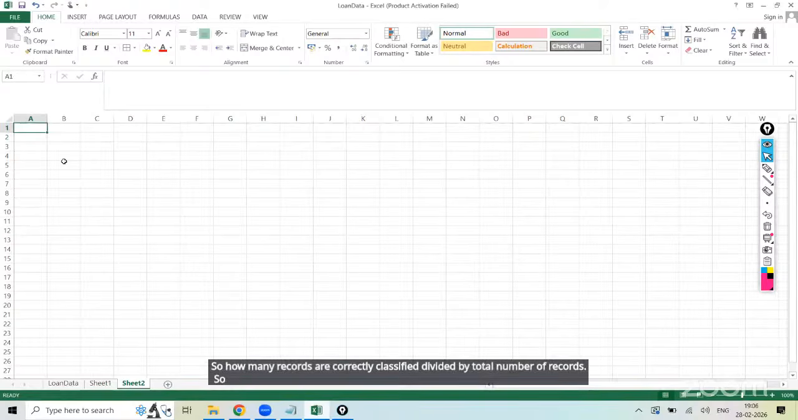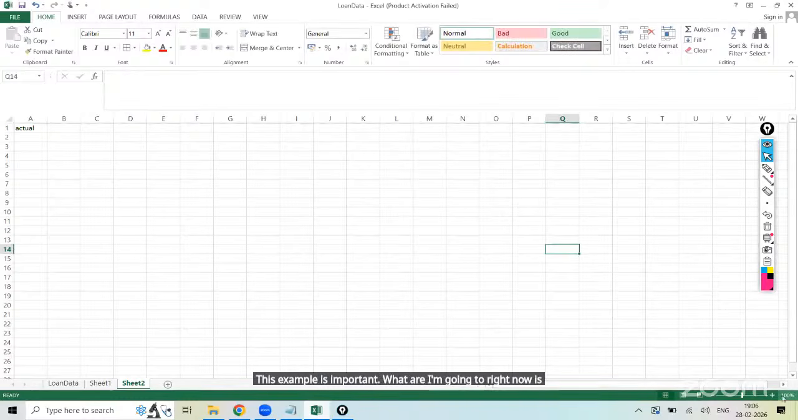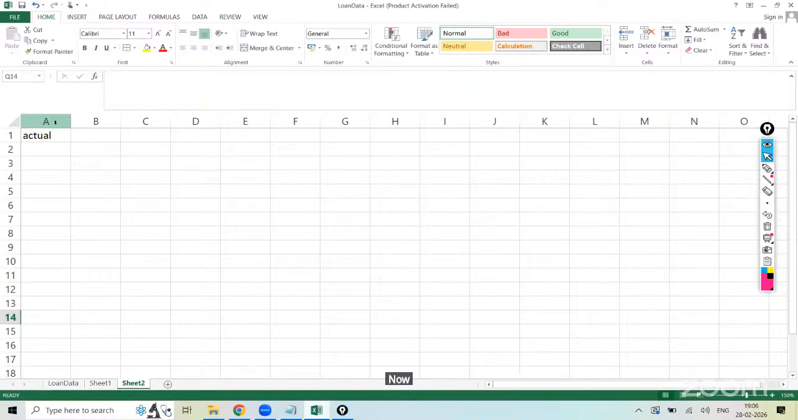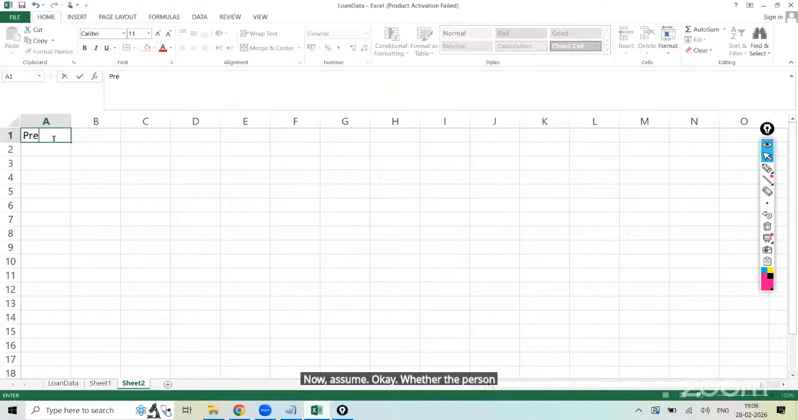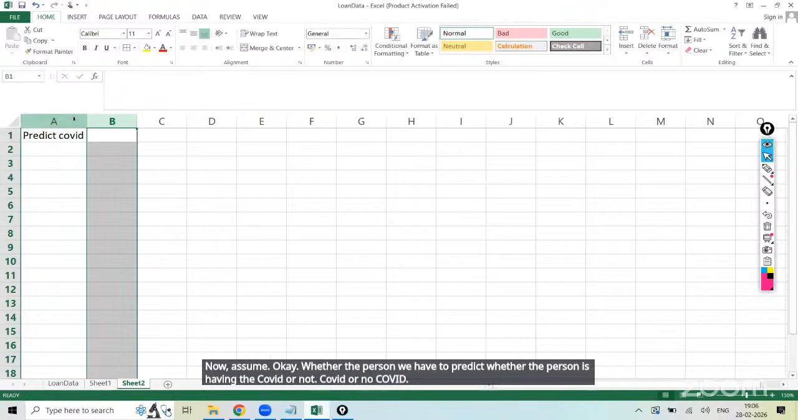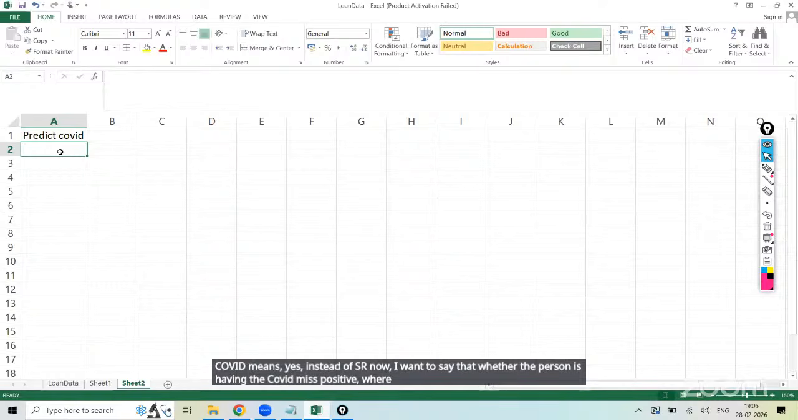So I'm going to take one more example. Make sure you write this example in the notes. This example is important. What I'm going to write now is important. The reason behind that I will tell you automatically. Now assume we have to predict whether the person is having COVID or not. COVID means yes, but instead of yes or no, I want to say positive means the person is having COVID, and negative means the person is not having COVID.